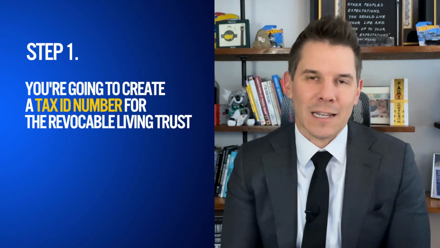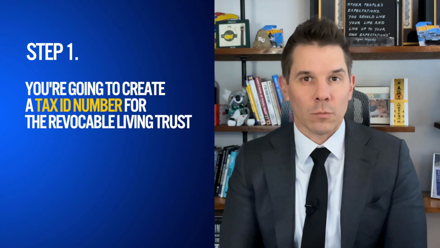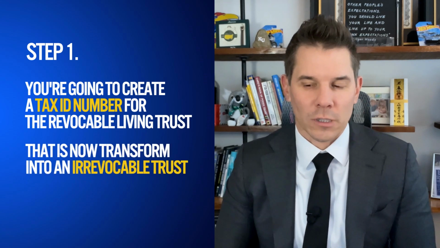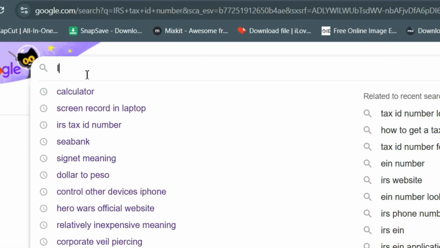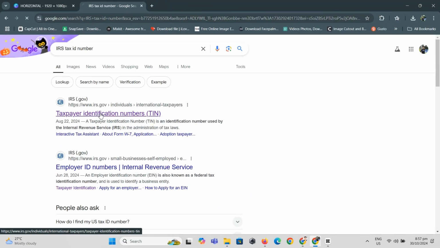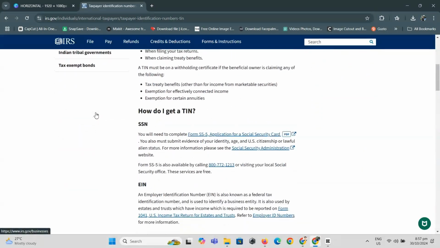So here's what you're going to do. Step one, you're going to create a tax ID number for the revocable living trust that is now transformed into an irrevocable trust. You do not need to use a service, by the way, to get this tax ID number. You just need to Google IRS tax ID number, go to the irs.gov site, and then just follow the prompts. When it asks you if you want to have the number mailed to you or if you want it to be given to you right away, just get it right away.